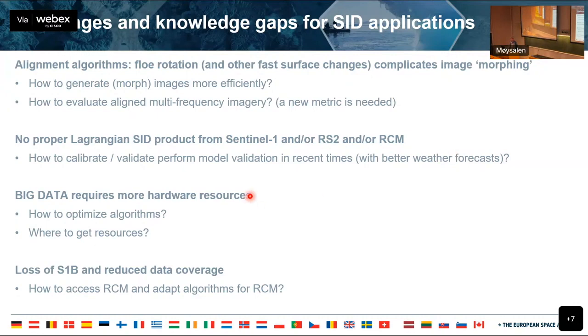Another challenge is that we now have a lot of data, and we have to optimize our algorithm to make it parallel, to use GPU optimizations and so on. And also, we need more resources for processing of this data and for optimizing algorithms. And with the loss of Sentinel-1B and not clear plans with Sentinel-1C, the data coverage is reduced. So we would like to use RCM, but where to get that and how to adapt algorithms, that all require some work.